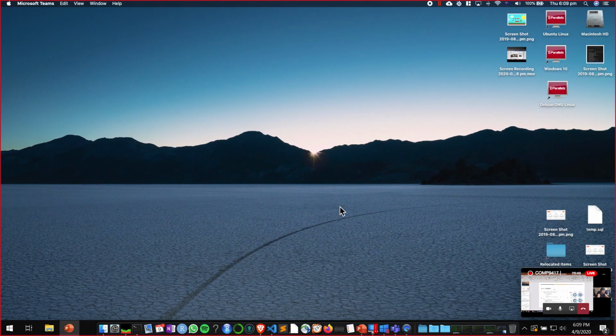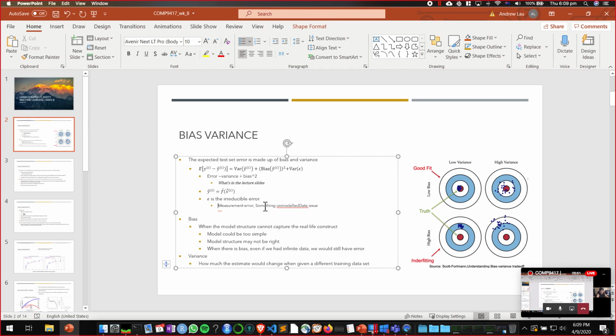Measurement error could be, for example, you're producing some model that predicts someone's weight based on height. It could be that your ruler, or whoever's doing the measuring of the height, has something wrong there. And it doesn't matter if you have a perfect model. If that feature coming in isn't perfect, you're always going to have some level of error within there.